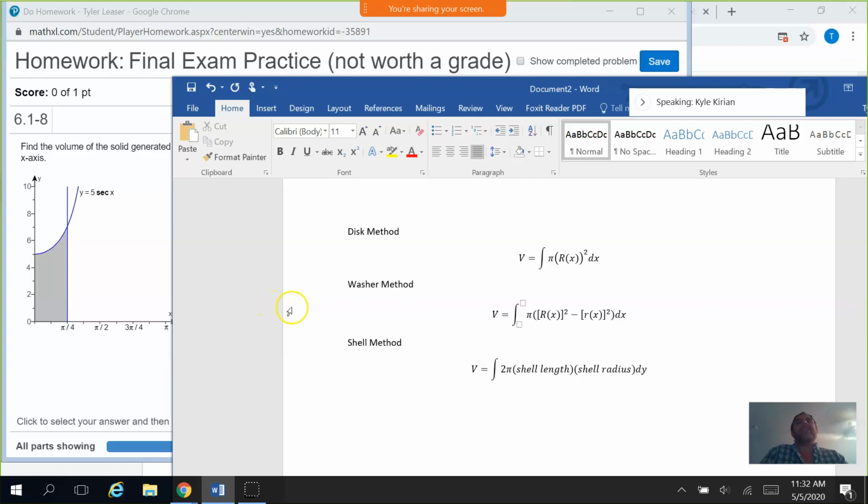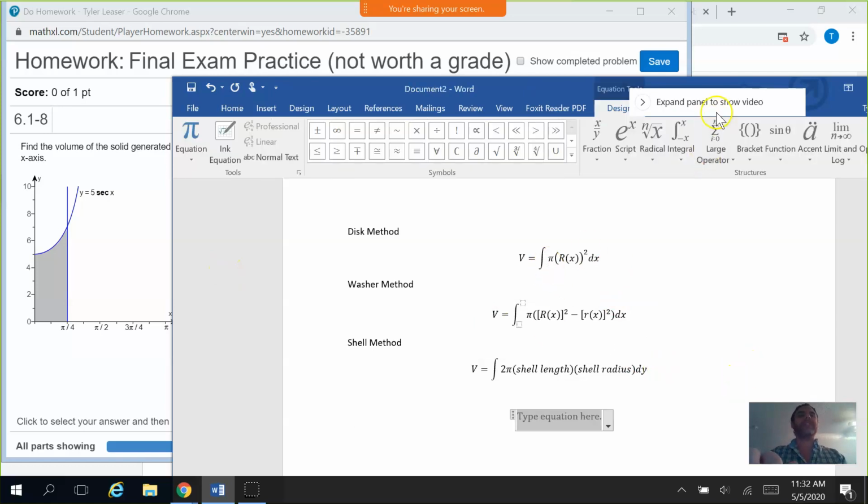What's really important is knowing which slices are easiest to define. If I do vertical slices here, vertical slices are very easy because I'm going from my function 5 secant x down to 0 every single time. But if I were to try to do horizontal slices, they would be defined one way here at the bottom from 0 to pi over 4, but then up here from 5 secant x over to the vertical line. So we would have to define it 2 separate ways, which would just make it more complicated. Okay, so we're doing the disk method.